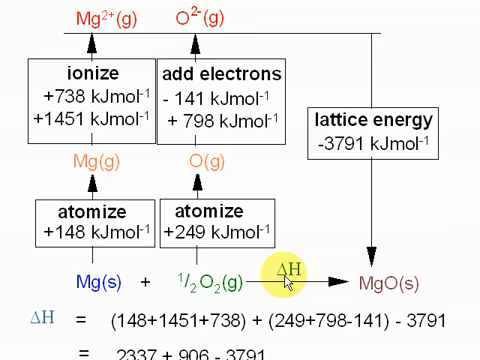To work out delta H, it's a matter of going up these arrows and down this arrow here. So plus 148, plus 1451 and the 738 gets you from magnesium solid to magnesium 2+ in the gas phase. This bracket here is the oxygen, starting from the molecule, 249, 798 and the -141 to get you to O2- gas, and the -3791 is the lattice energy.